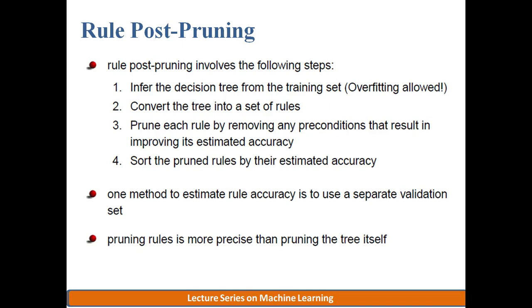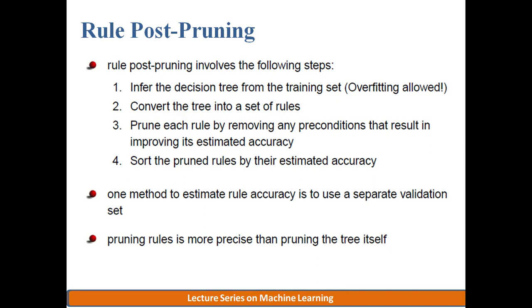This is quite a successful method for finding high accuracy hypotheses, and this is nothing but rule post pruning. It is a variant of the pruning method employed in C4.5, and it is an outgrowth of the ID3 algorithm. Rule post pruning involves the following steps. The first is to infer the decision tree from the training set, growing the tree until the training data is fit as well as possible and allowing overfitting to occur.